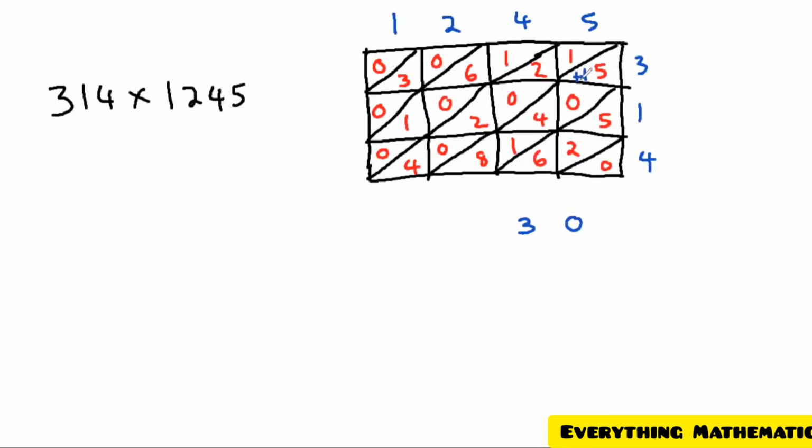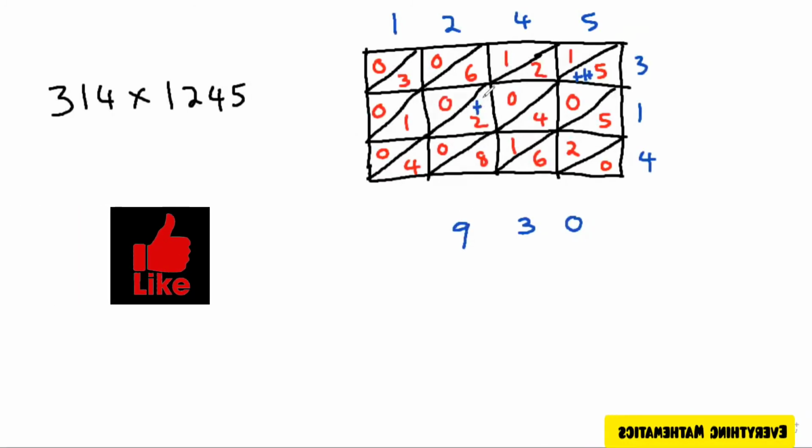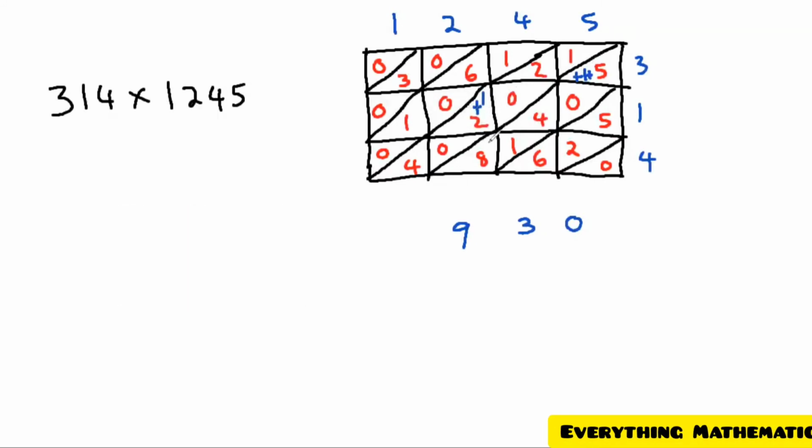So 5 plus 1, let me put the plus here so you don't think that is 15. 5 plus 1 is 6, plus 4, that's 10, plus 1, that's 11, plus 8, that is 19. So again, I just put down my 9 and I put plus 1 in the next row. It doesn't matter where you throw it, so long as you identify that you're adding an extra 1.